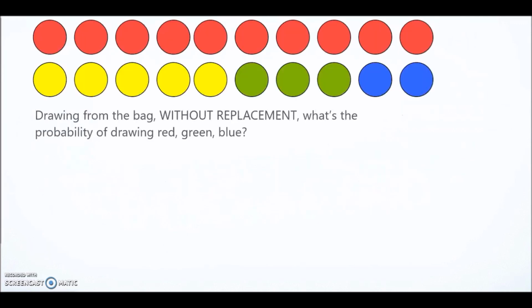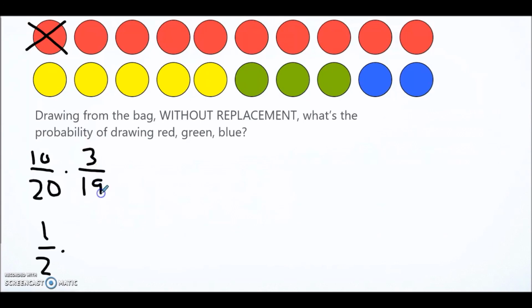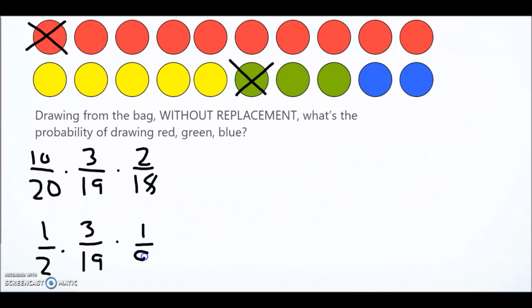More without replacement. We want to draw some marbles and we want to draw red, green, blue. Chances of drawing a red, 10 out of 20. Or 1 out of 2. So I draw a red. Keep it in my hand. Now I want to draw a green. 3 out of 19. I'll keep it down here with our reduced column. I do draw that green. Now I try to draw a blue. 2 out of 18 or 1 out of 9.